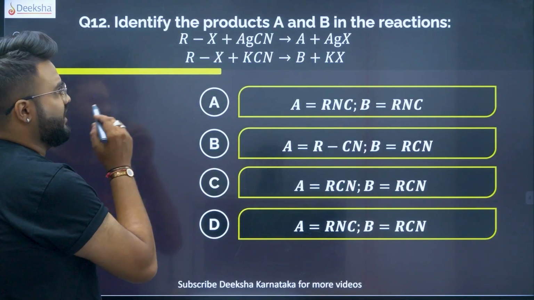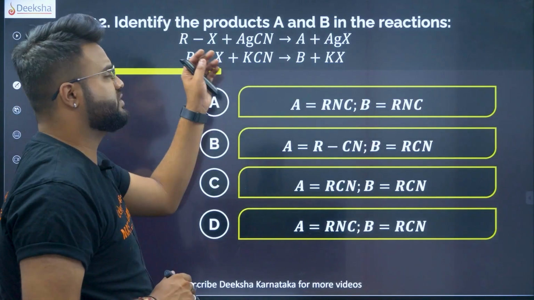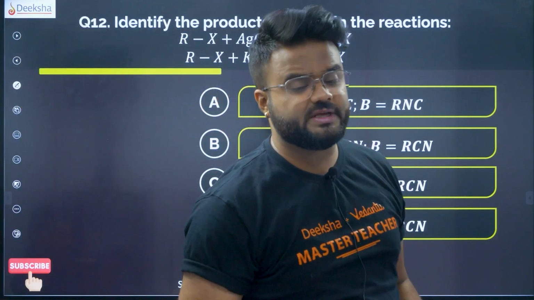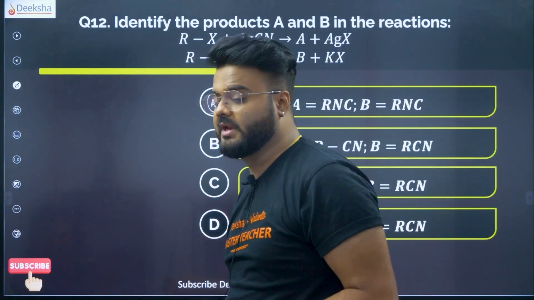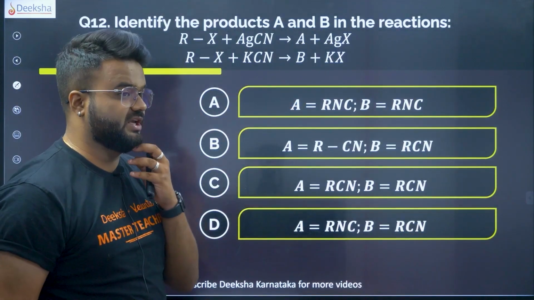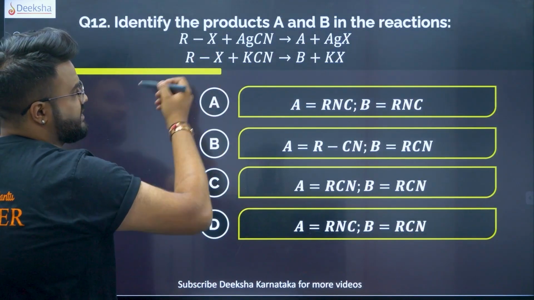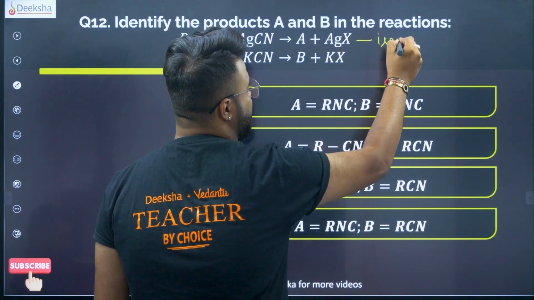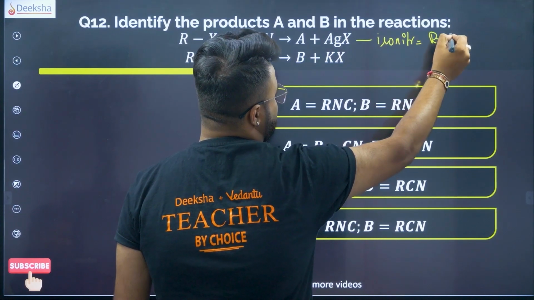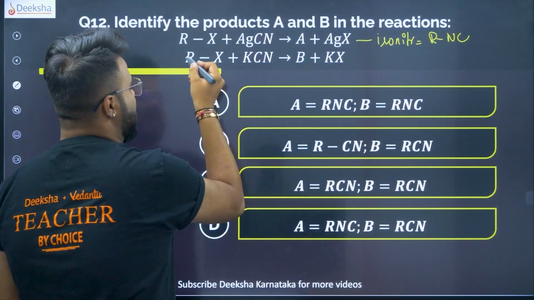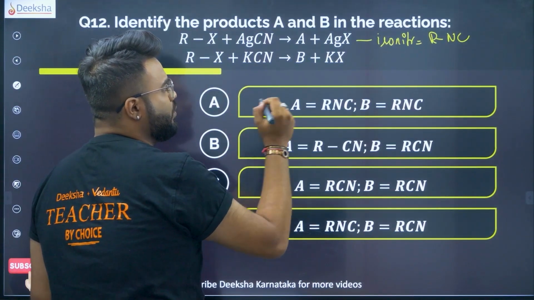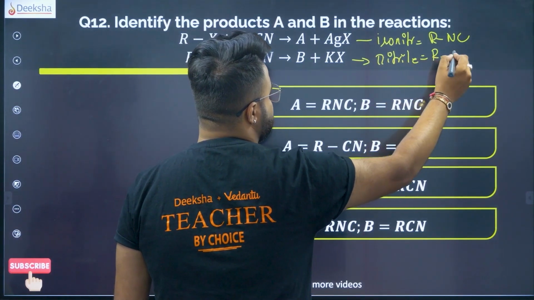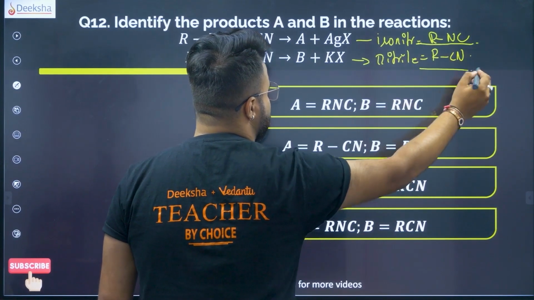Question number 12. Identify the products A and B in the reaction. This is your favorite reaction in the amines; they usually ask it, and it has come in so many papers, even in your NEET and JEE also. When an alkyl halide reacts with silver cyanide, what does it give? We know that it gives isonitrile, that is RNC. Next, when an alkyl halide reacts with potassium cyanide, what does it give? It gives nitriles or cyanides, that is RCN.